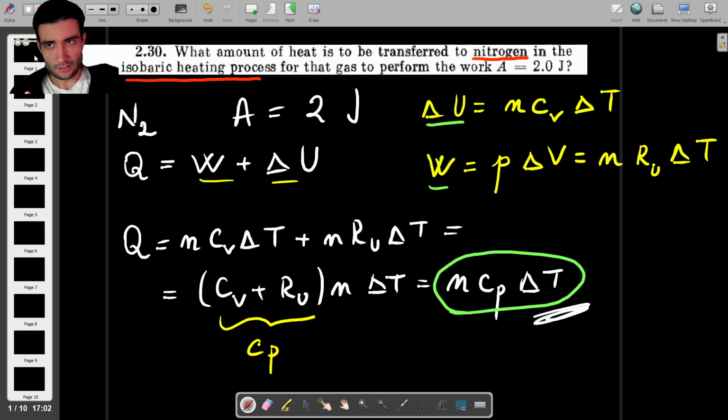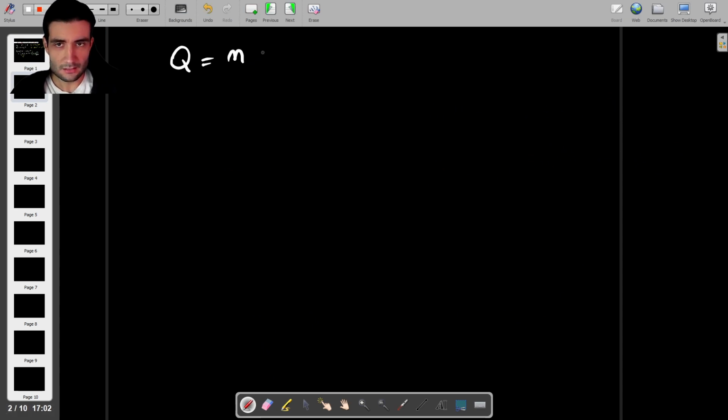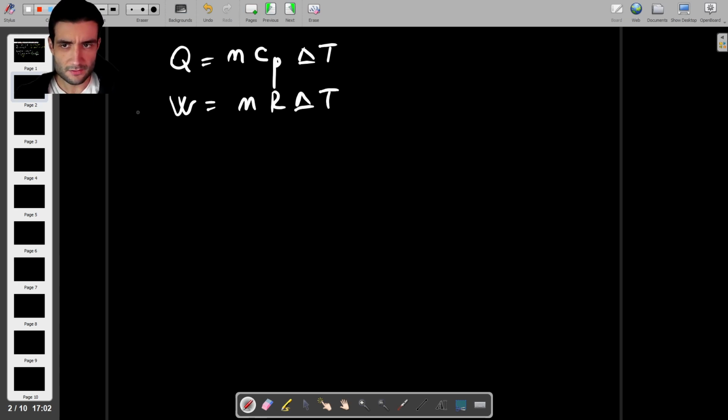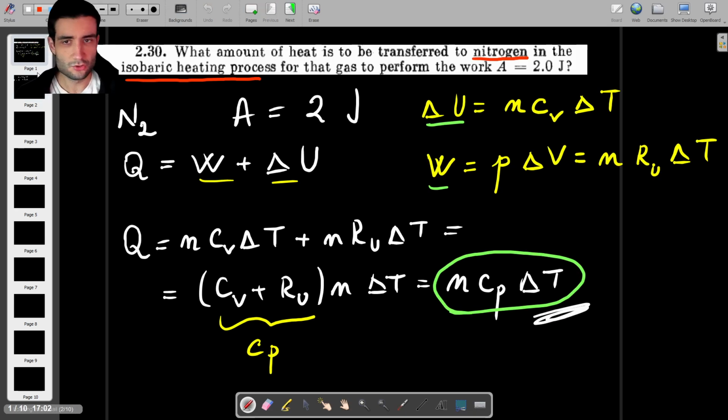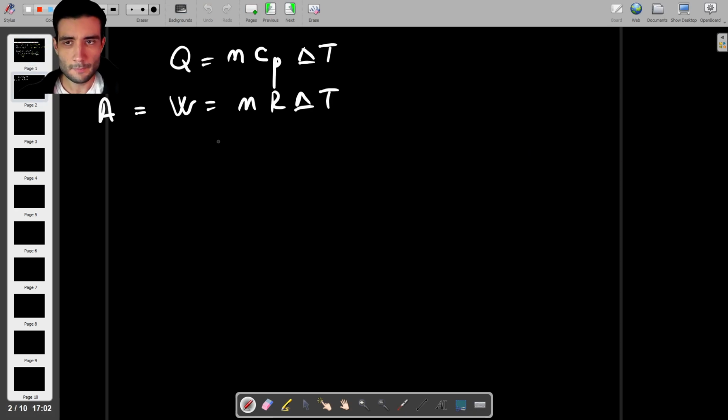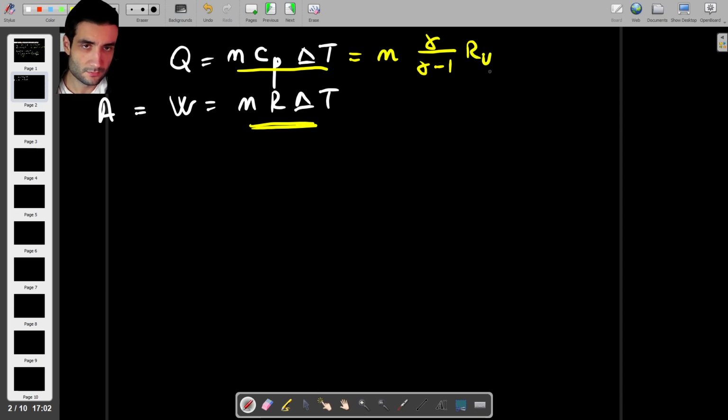So we have two things. We have heat as n Cp times delta T, and we also know the work. The work is n Ru delta T, and the work is given the letter A, which is 2 joules. So what I'll do then is take this expression for Q, for heat, and write it in terms of this, and here's how we do that. We know Cp as gamma over gamma minus 1 times Ru.